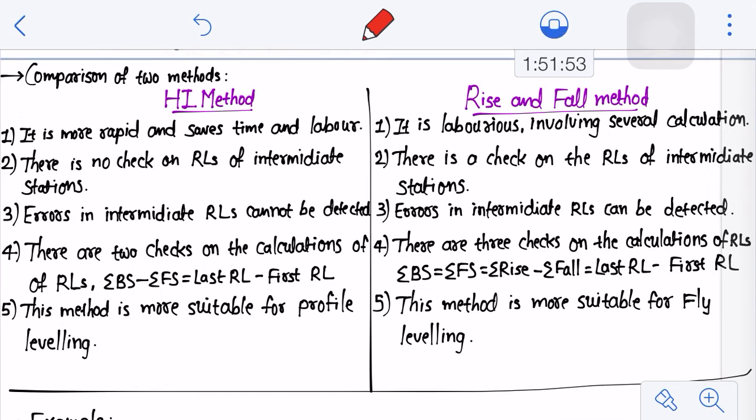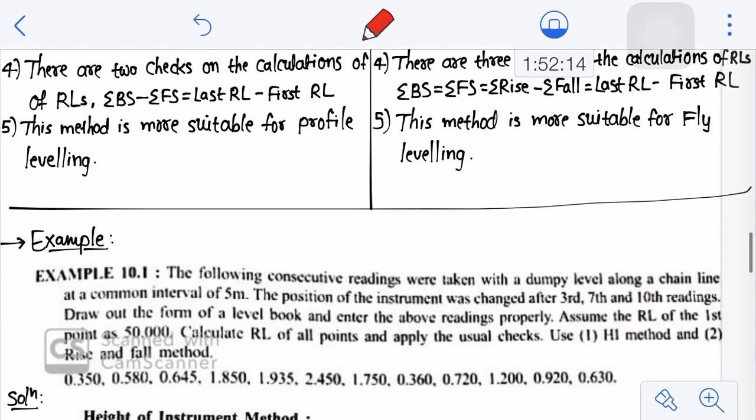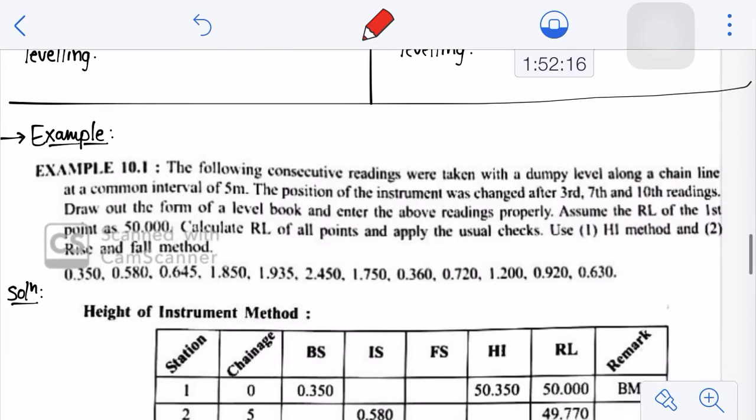The fourth point says that there are two checks on the calculations of RLs in the HI method, and in rise and fall you have three checks on the calculations of RL. Again, it is advantageous over your HI method. And the fifth point says that the HI method is more suitable for profile leveling, whereas your rise and fall method is more suitable for fly leveling. So this is a quick comparison between these two methods. Now you understand when to choose different methods and when to do different forms of calculations, right?